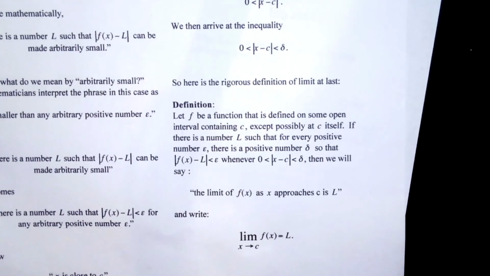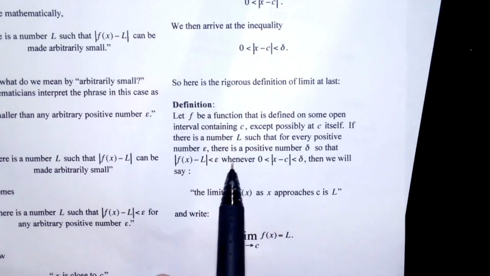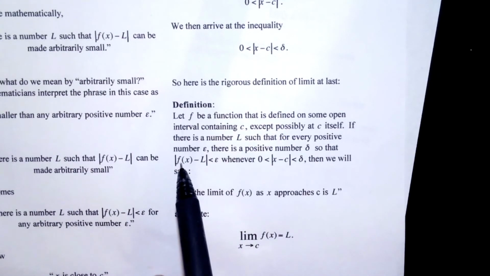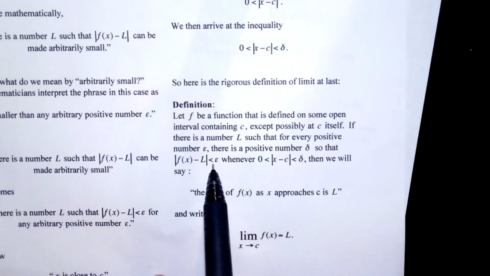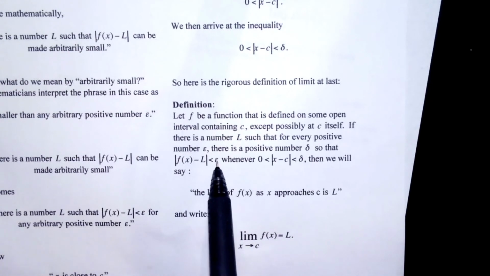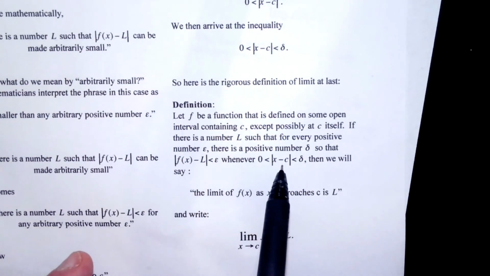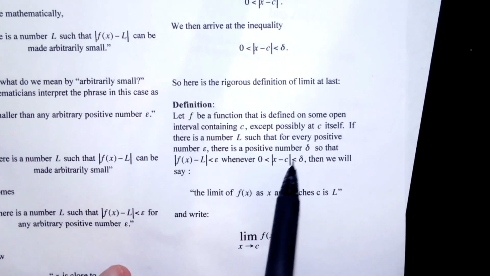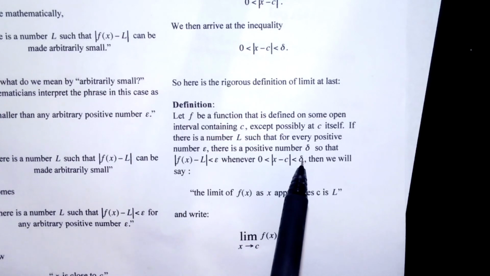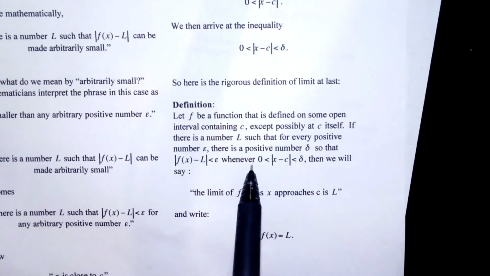So again, what this is saying is the distance between f of x and L can be made small. How small? Well, as small as anybody wants. Arbitrarily small. By making certain that the distance between x and c is sufficiently small. In other words, less than delta. But not 0.